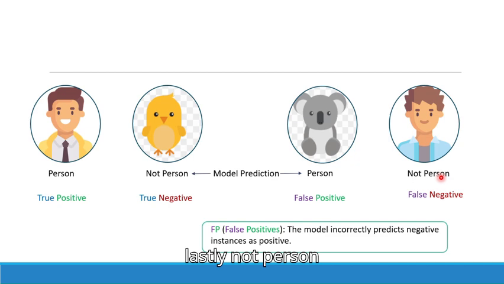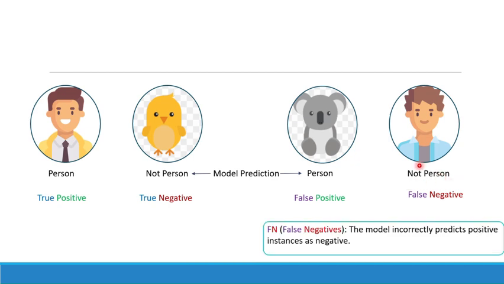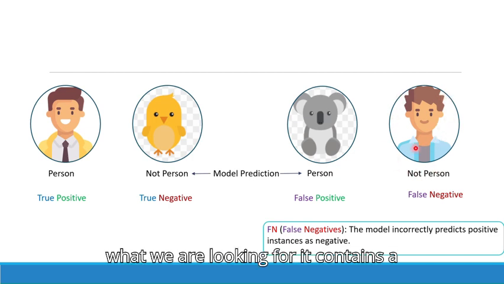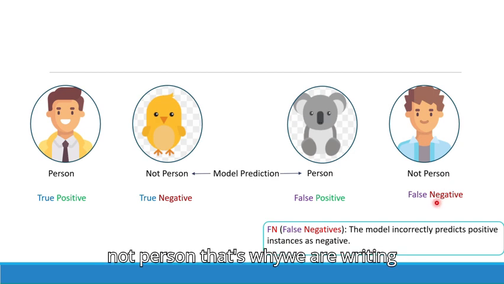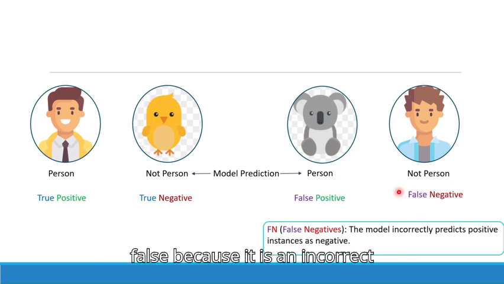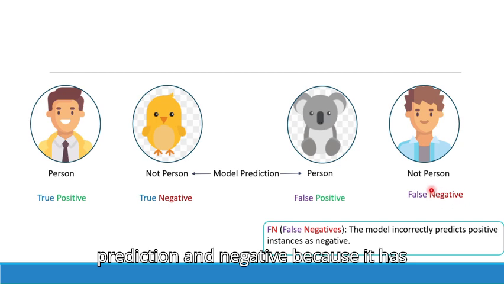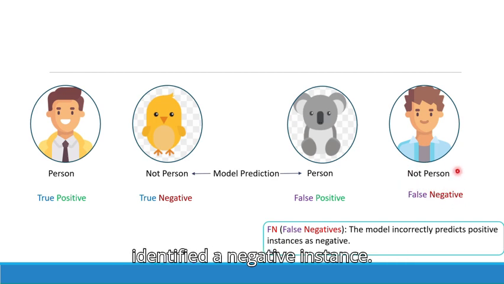And lastly, not person, it's a positive instance. That's what we are looking for. It contains a person, but the model identified it as not person. That's why we are writing false, because it is an incorrect prediction, and negative because it has identified a negative instance.